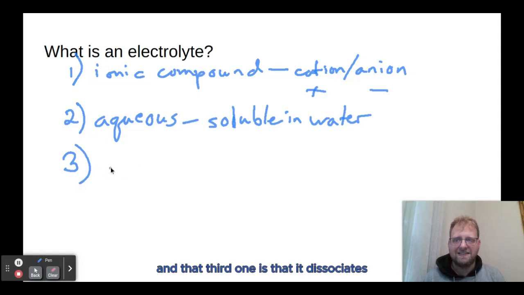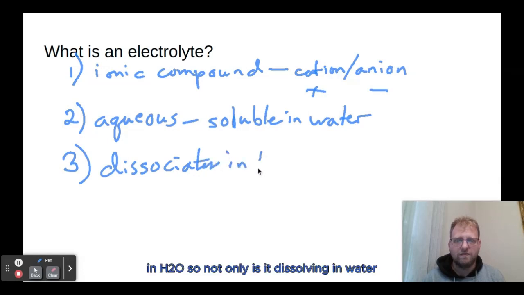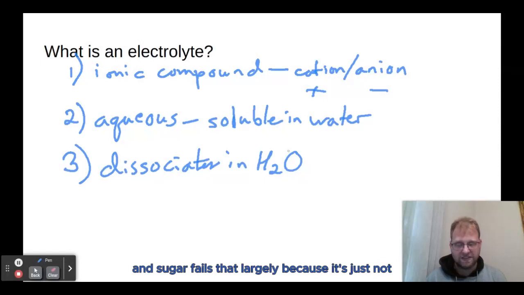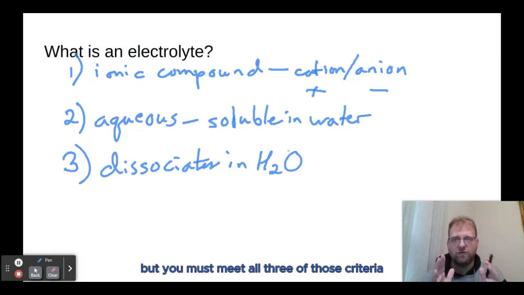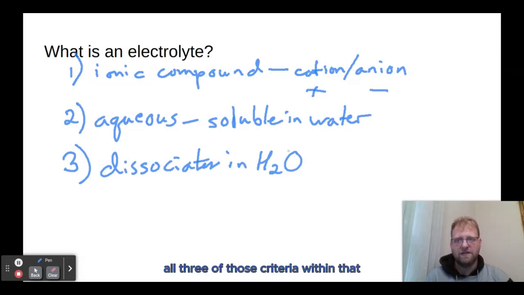And that third one is that it dissociates in H2O. So not only is it dissolving in water, it's dissociating in water. And that's where sugar fails, largely because it's just not ionic. There are some ionic compounds, however, that are not particularly soluble in water and do not dissociate in H2O either. But you must meet all three of those criteria to be an electrolyte. All three of those criteria.